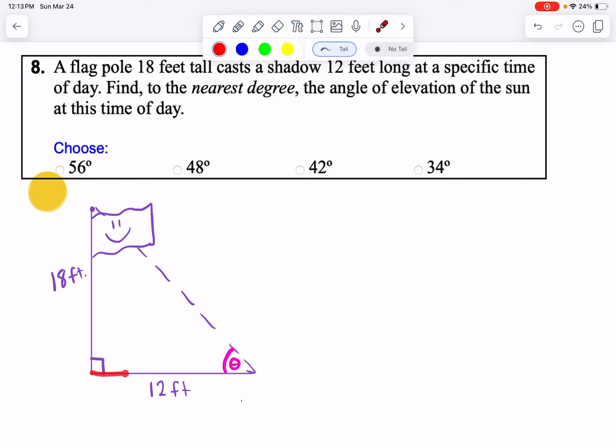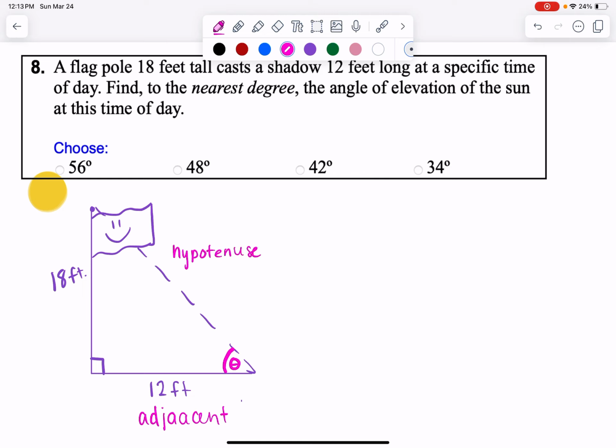So this side here that is right up against our angle is our adjacent side. Then our side that is directly across from our right angle is our hypotenuse. Then we have our side that is directly across from our angle we're looking at, and that is the opposite side. So the two sides that I actually have numbers for are the opposite side and the adjacent side. So that means I'm going to use tangent of my angle.